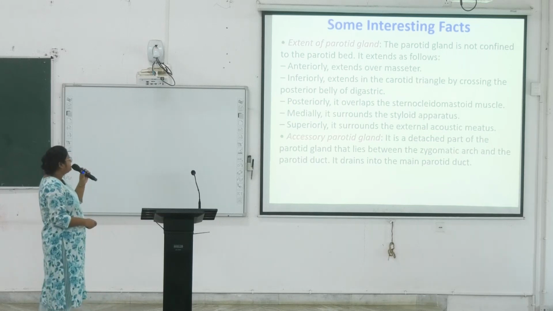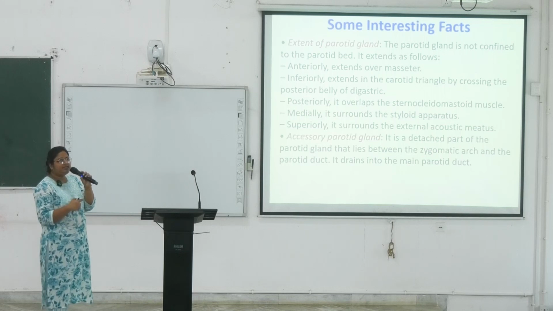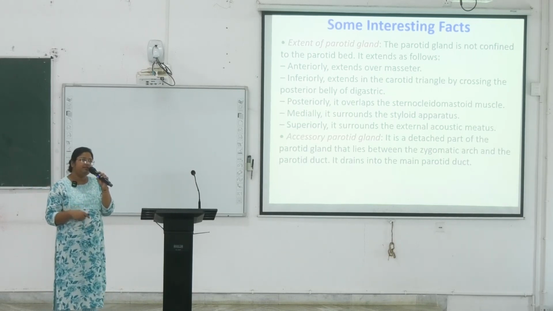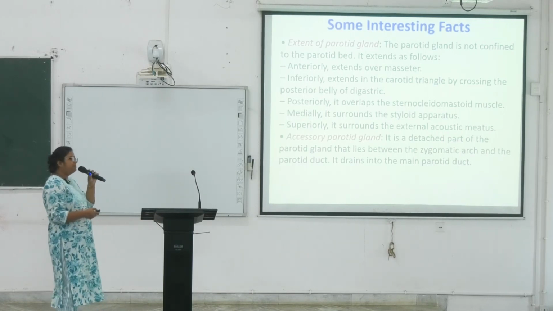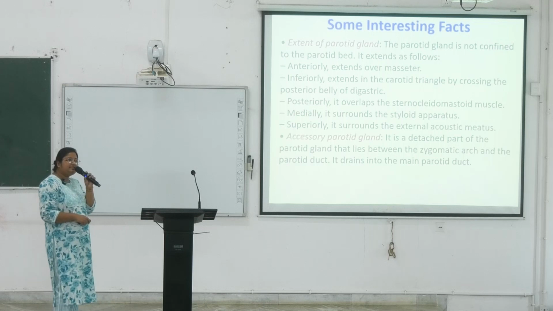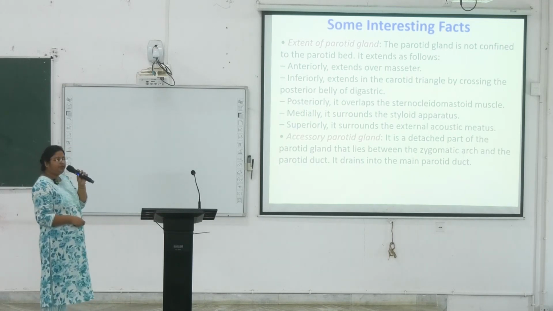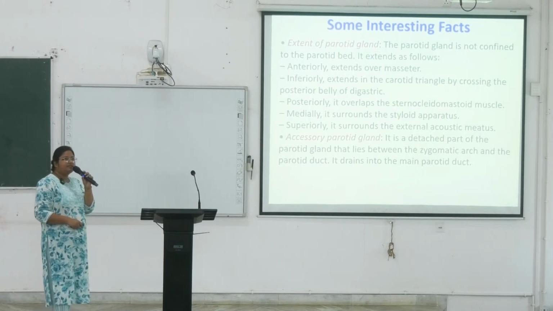Accessory parotid gland. This is asked in your viva. Today in this section we will see the viscera of the parotid gland. In viscera it is asked, what is the accessory parotid gland? It is a detached part of the parotid gland that lies between the zygomatic arch and the parotid duct, and it drains into the main parotid duct.